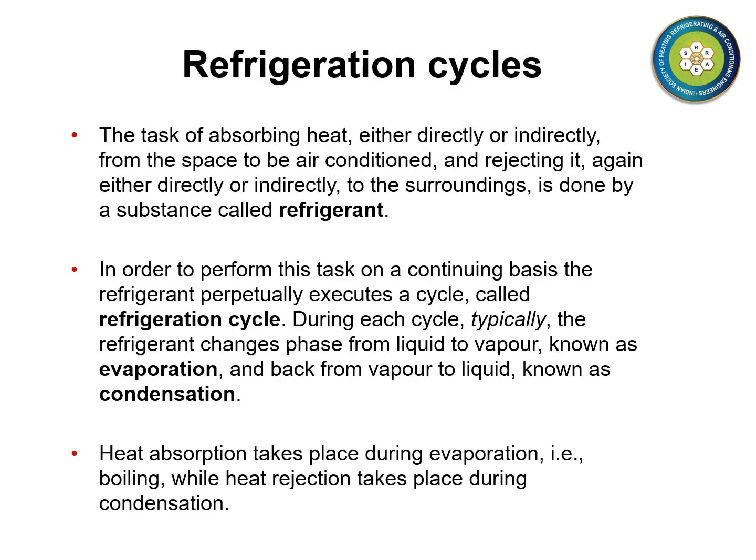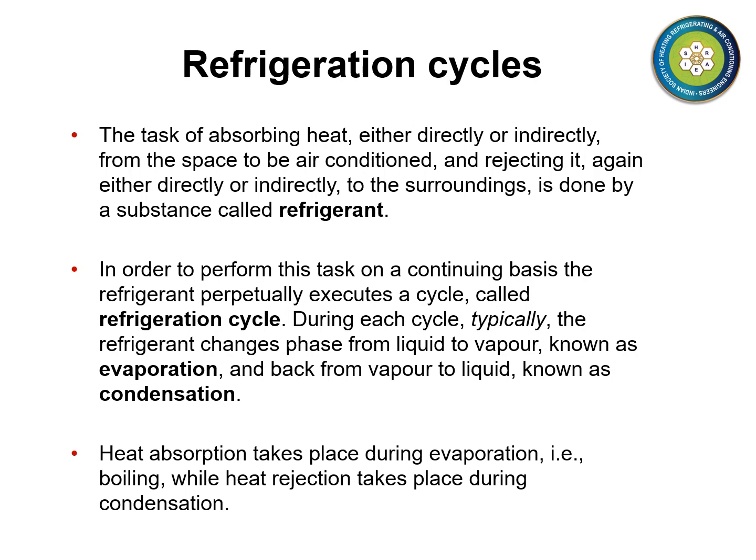Welcome to this lecture on AC system classification based on the deployed refrigeration cycle. The task of absorbing heat from the space to be air conditioned, then rejecting it to the surroundings, is done by a substance called refrigerant. In order to perform this task on a continuing basis, the refrigerant perpetually executes a cycle called refrigeration cycle.